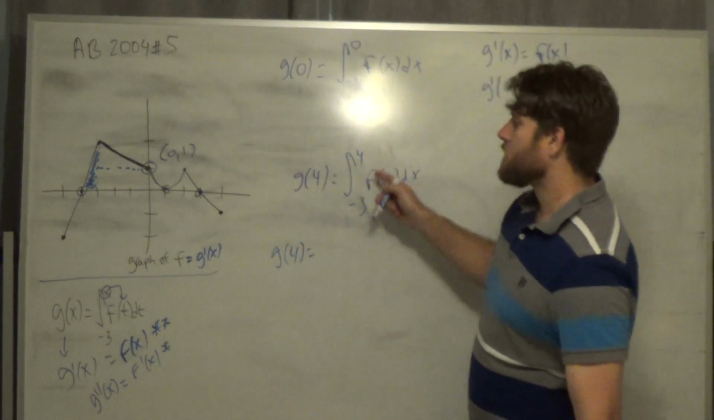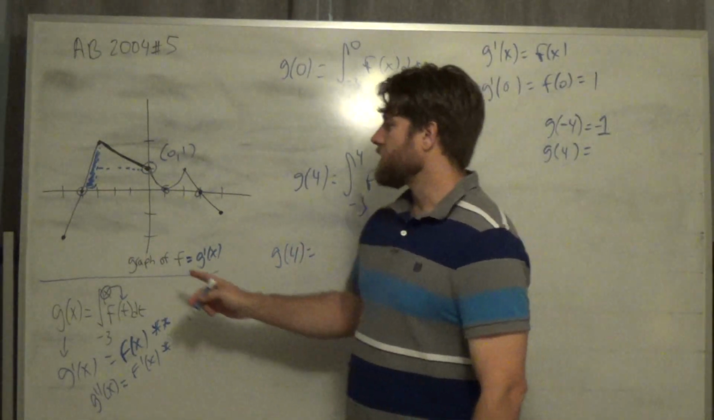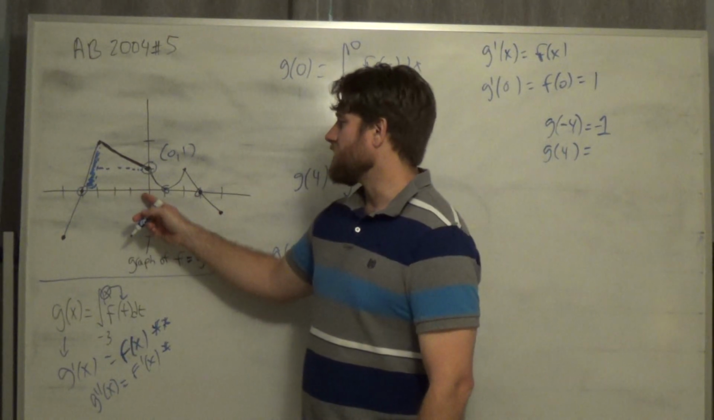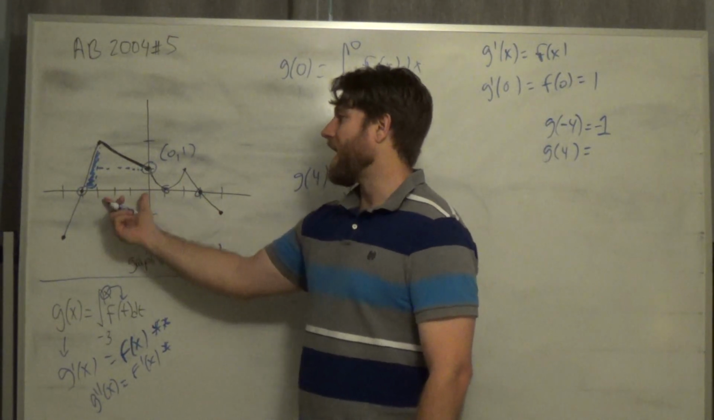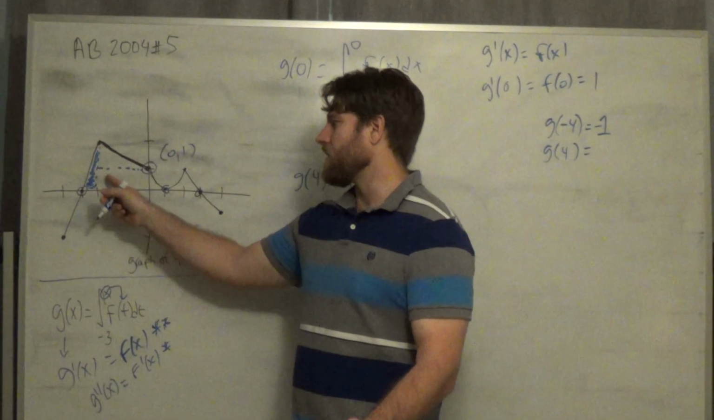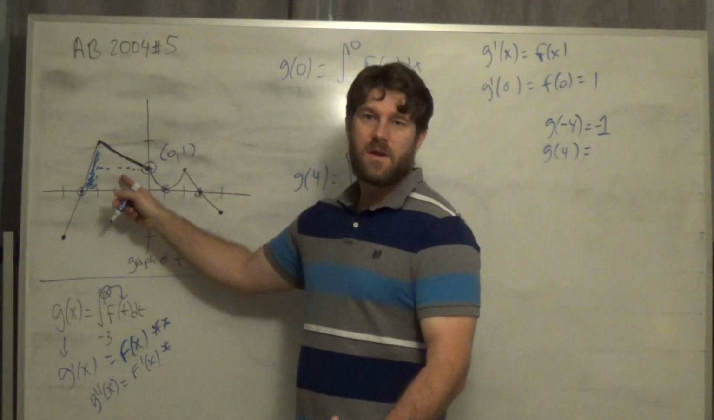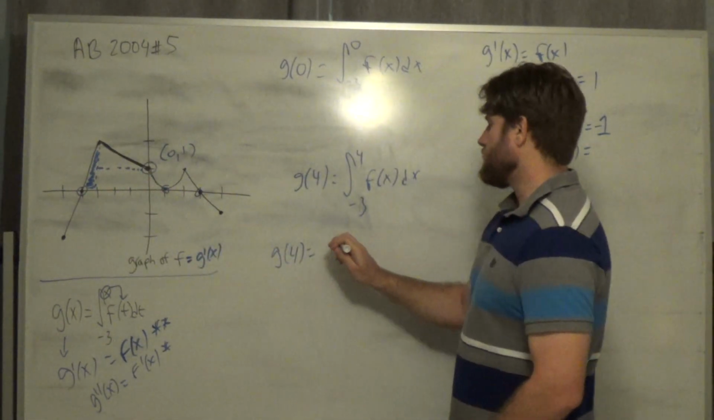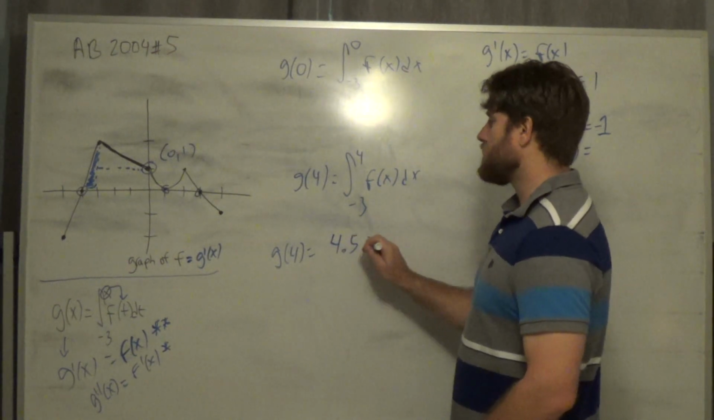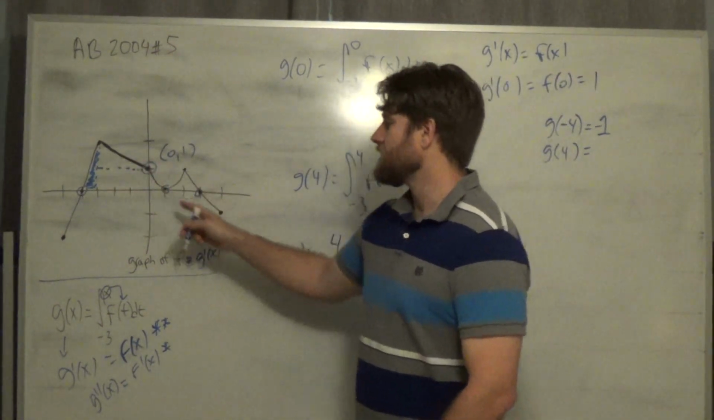So these are in the right order, so I'm good to go. So the first thing I'm going to do is I'm going to take all this area here. Now, I already know this area. Remember we did this in part A. We found this area was 4.5 or 9/2 from part A. So I'm just going to do 4.5 plus, so that took care of all this.